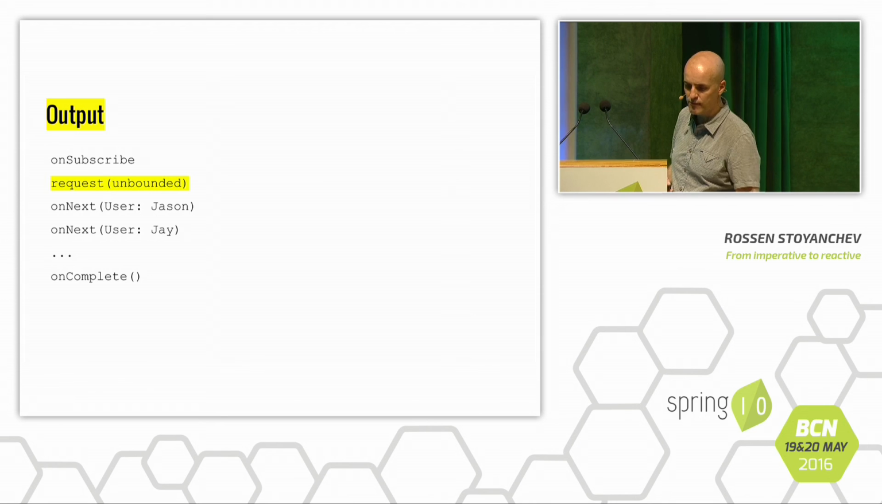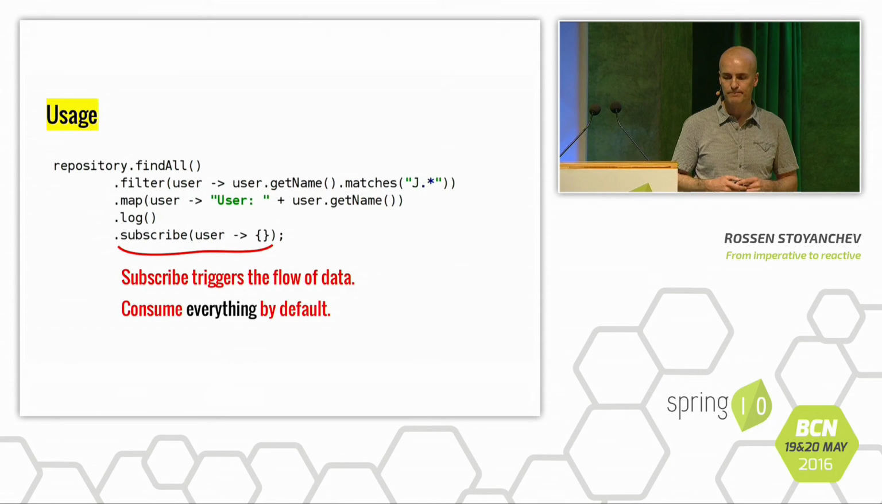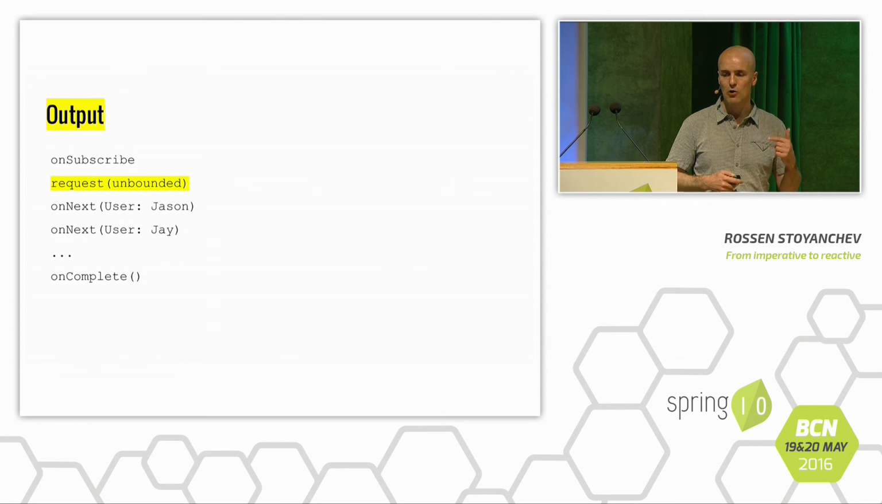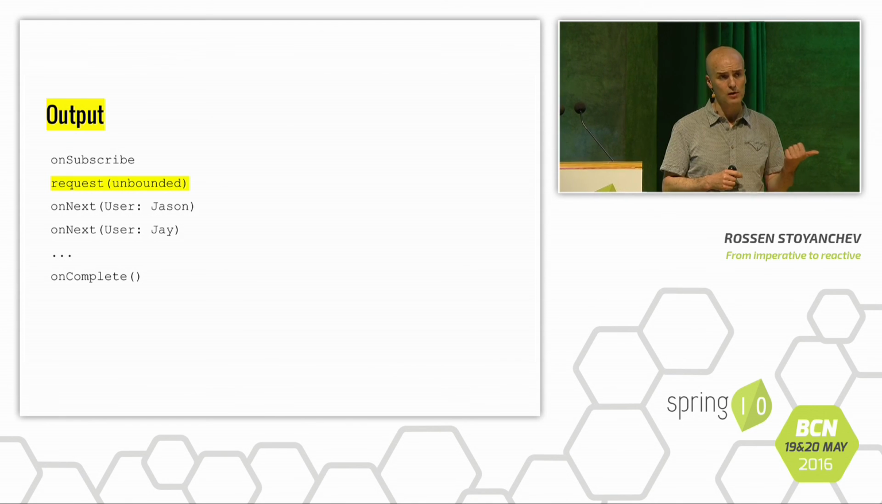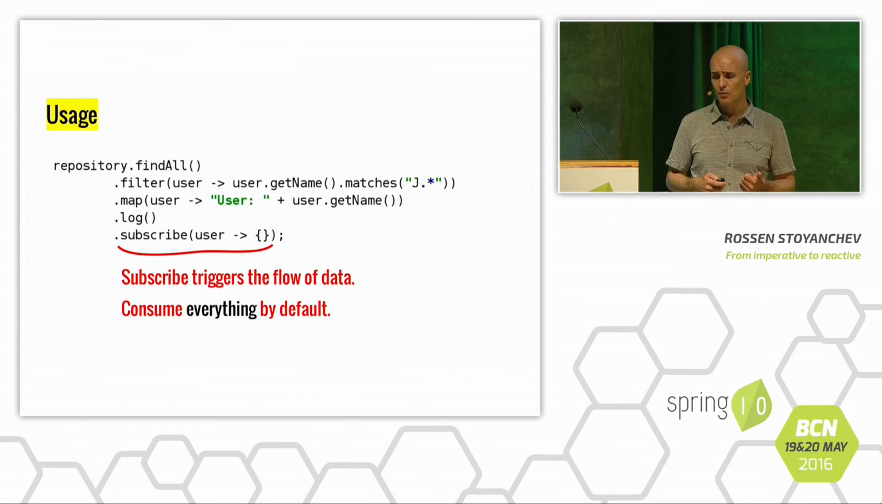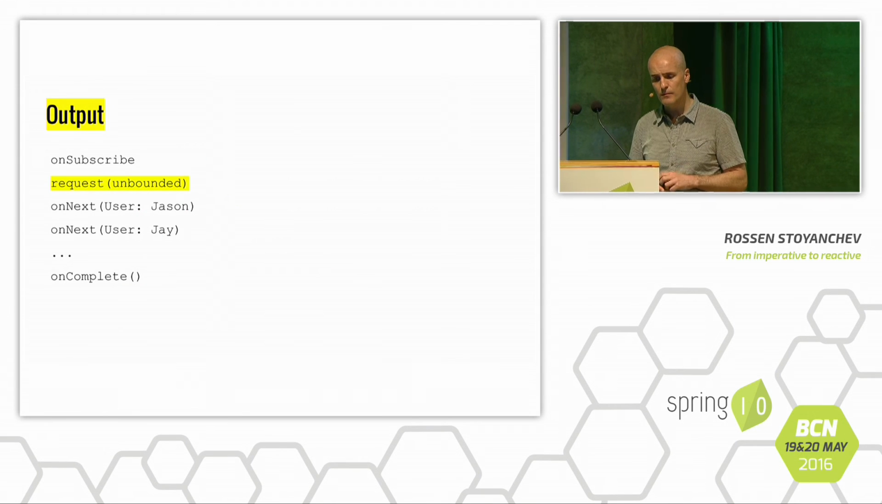So what happens when we run this is, you remember this log statement there before the end? That's going to log all the signals that are flowing back and forth. It's kind of a useful tool. The first thing we see is onSubscribe. And that happens when we subscribe. If you remember, the publisher contract has an unsubscribe method.